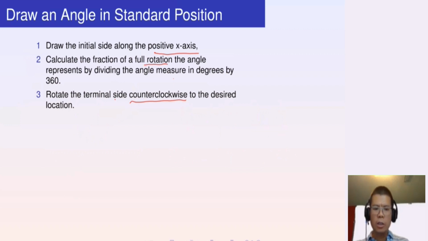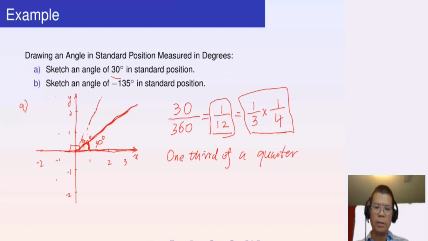Now, this is for a positive degree. If this is a positive degree, we rotate counterclockwise. As you can see, we are doing this rotation counterclockwise. Yes? Okay. Now, this is how we do this. All right, we got A.